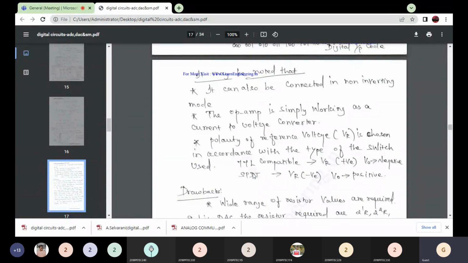Using this type of switch, the reference voltage is negative, which is connected to the inverting terminal, so the output voltage should be positive. If we use transistor logic type switches, the reference voltage should be positive, which means the output voltage is negative. So you should note these points.